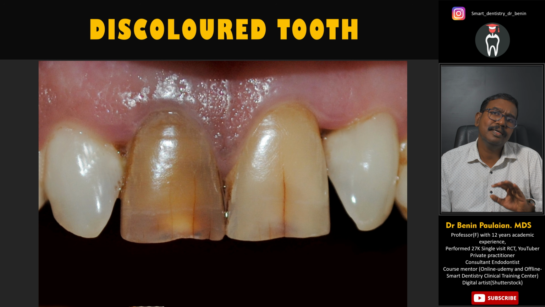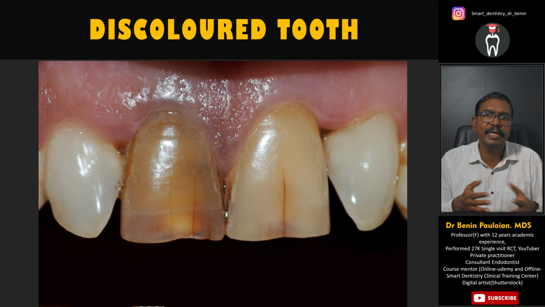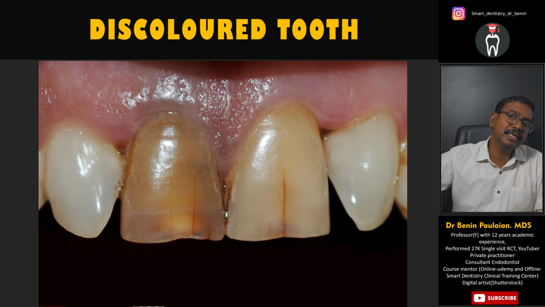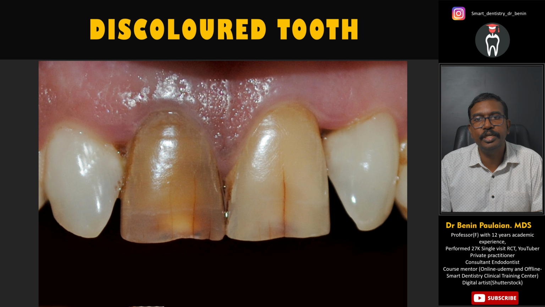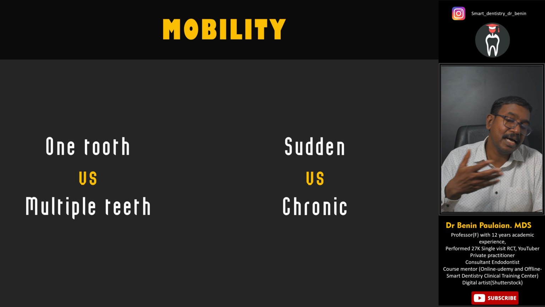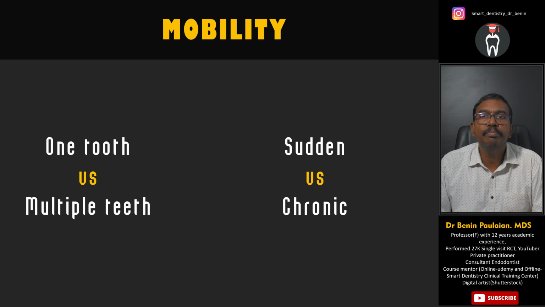There may be a small invisible crack line or a mild discoloration. It could give a big idea or an indication about whether the tooth is having a problem or not. So always pay attention to this change in discoloration. Again, as I mentioned in the history, we have to examine for mobility.